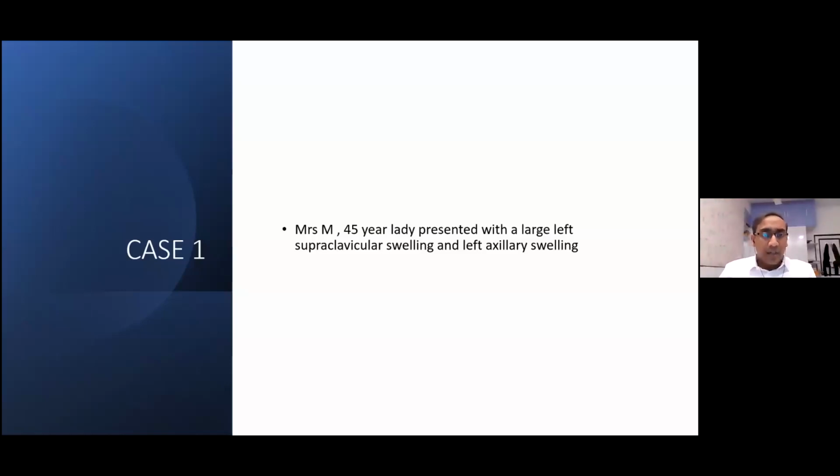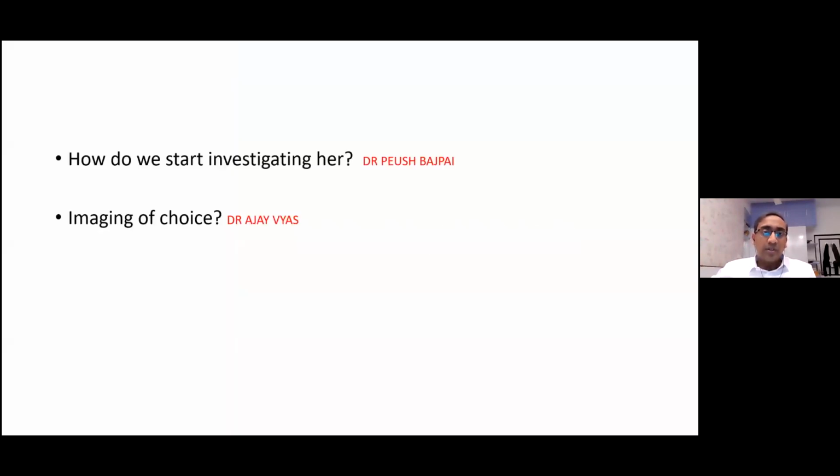These cases are very basic cases. I have a collection of 3 real-life cases from my practice. This is Mrs. M, a 45-year-old lady who presented with a large left supraclavicular swelling and a left axillary swelling. So this was the thing with which she walked into our clinic. And Dr. Piyush, if you are there, we can just have the rundown on how we investigate her.